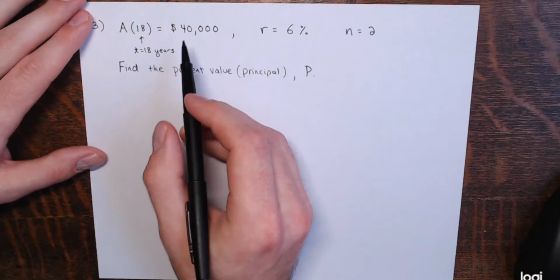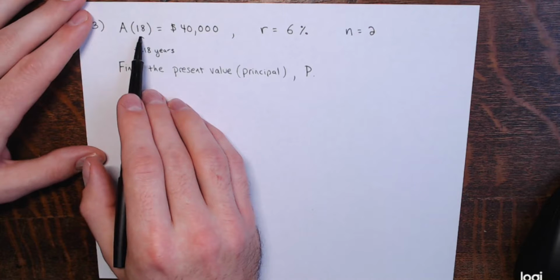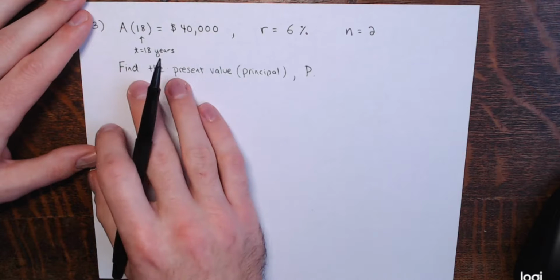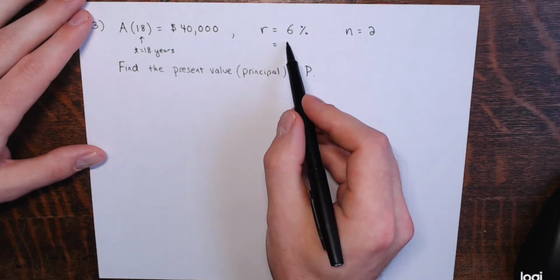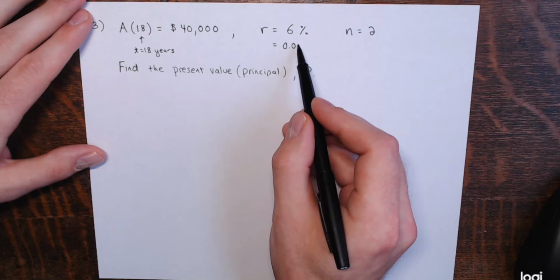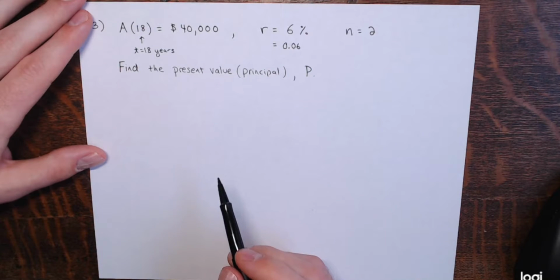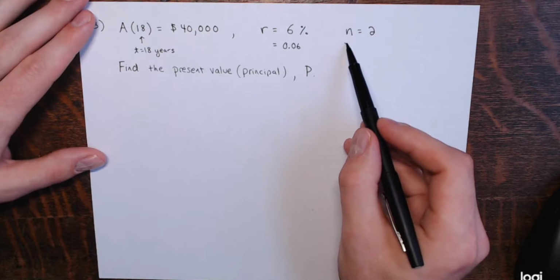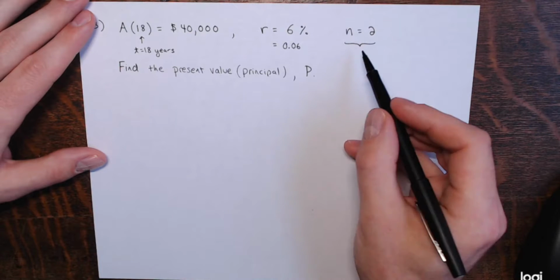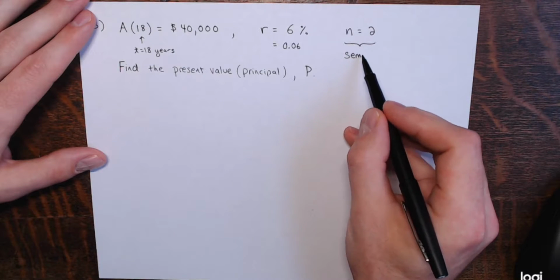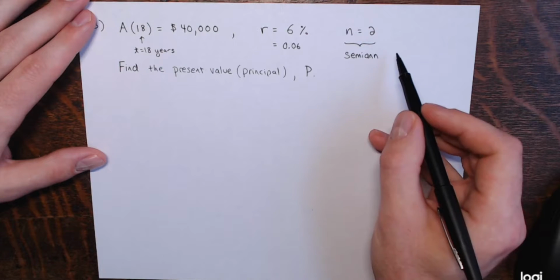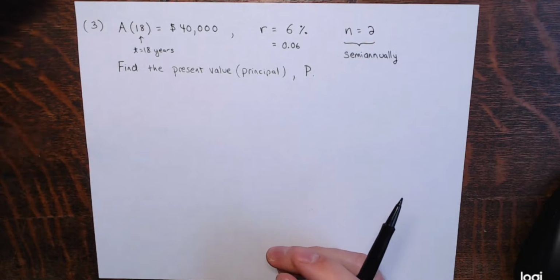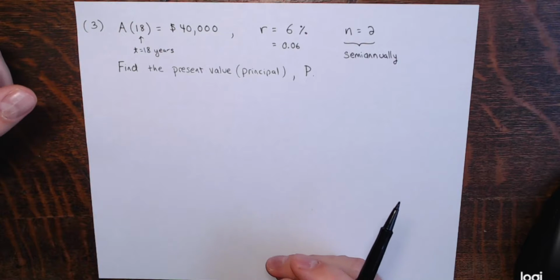So the amount the account is worth after 18 years is $40,000. The APR, the nominal interest rate, is 6%, which I'm going to write as 0.06, right? Don't write 6, but write it as a decimal, 6%, 6 divided by 100, 0.06. And then the n equals 2, that means that interest is compounded semi-annually, right? Semi-annually means every 6 months. So two times a year, interest is added.